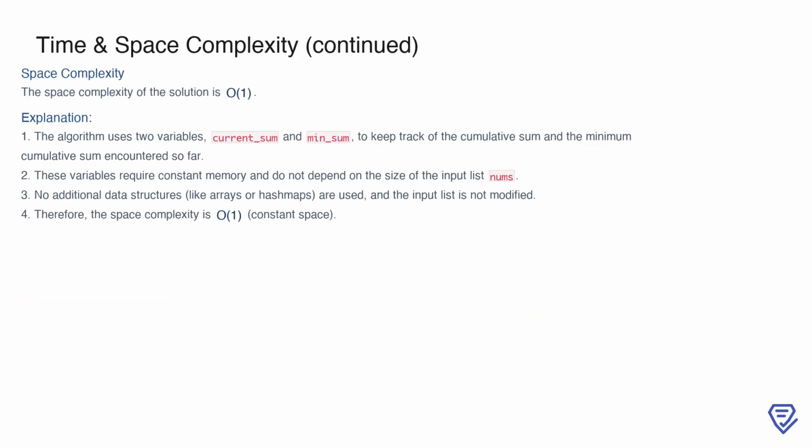The space complexity of the algorithm is O(1), or constant space. This is because the solution only uses two variables, current_sum and min_sum. These variables store the cumulative sum and the minimum cumulative sum encountered so far, respectively. Regardless of the size of the input list, the memory usage remains constant since no additional data structures, like arrays or hash maps, are required. Furthermore, the input list nums is not modified during the computation. This makes the algorithm highly space efficient, as its memory usage does not depend on the size of the input.